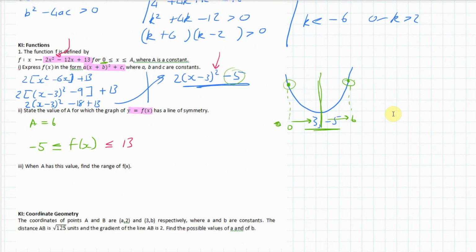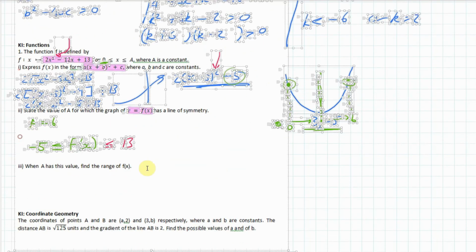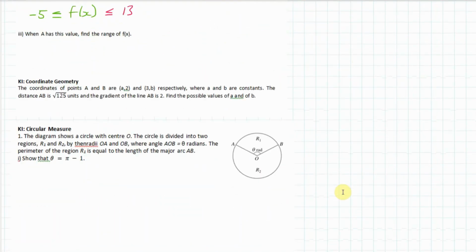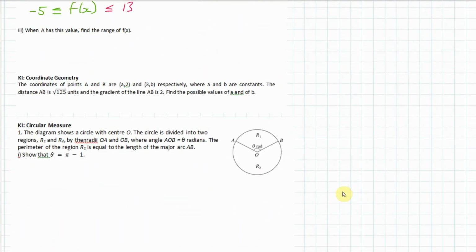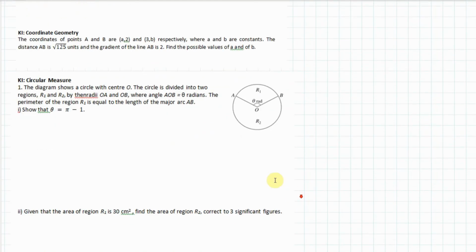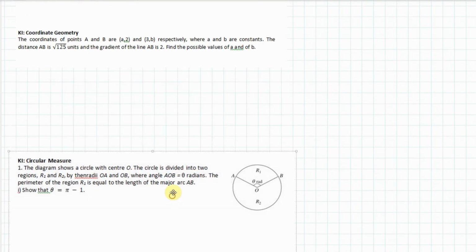Now, oh, right, I was meant to do that in the next bit down. That's okay. Okay, now the next bit, coordinate geometry. We've got some coordinates, and what do we know? I'll just give myself a bit more room here. And a and b are constants. The distance of AB is 125 units, and the gradient of the line AB.